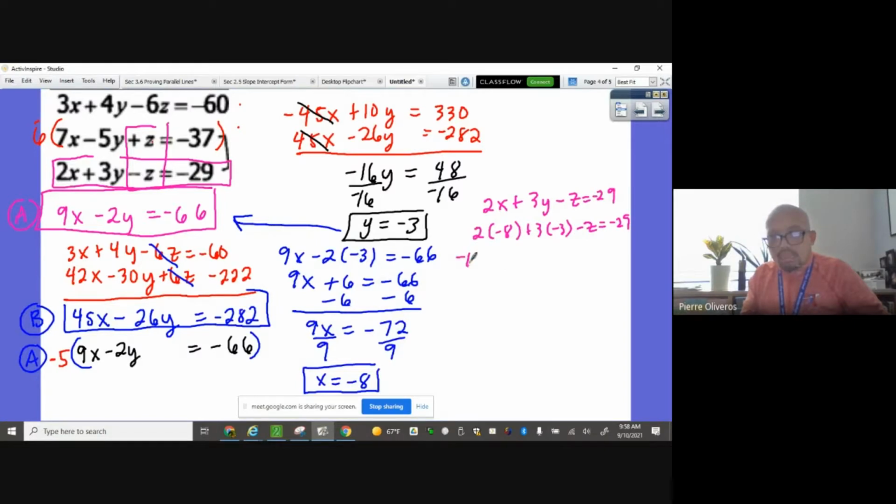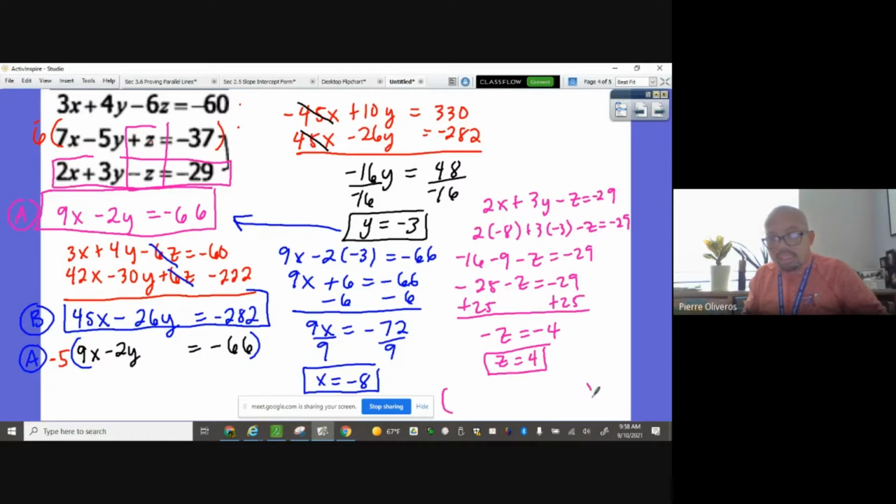2 times negative 8 is negative 16. 3 times negative 3 is negative 9, minus z is equal to negative 29. This will be negative 25 minus z is equal to negative 29. Add 25 on both sides. Negative z is equal to negative 4. So z is equal to positive 4. So our final answer is negative 8, negative 3, and 4. Has to be in alphabetical order: x, y, and z. Kaboom.